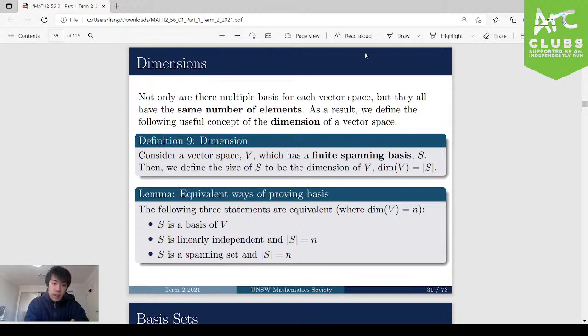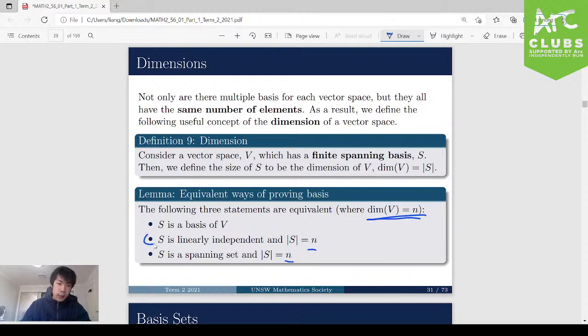Okay. So this leads us to a lemma for equivalent ways to prove something is a basis. Firstly, S is a basis of V. It's the same as S is linearly independent, and also the size of S is equal to the dimension of V. All right, so here. Or otherwise, S is a spanning set, and the size of S is equal to the dimension of V.